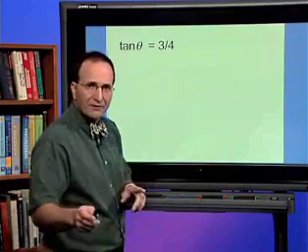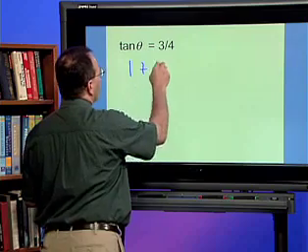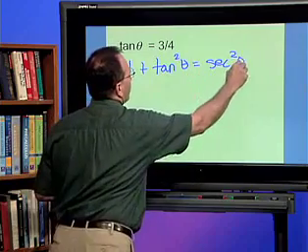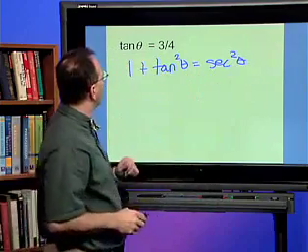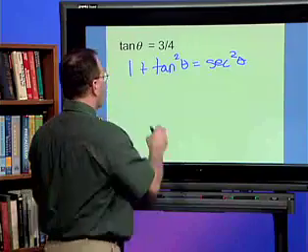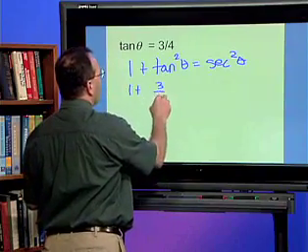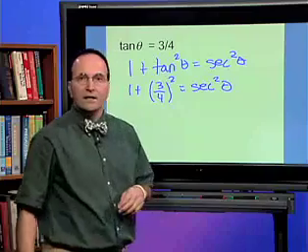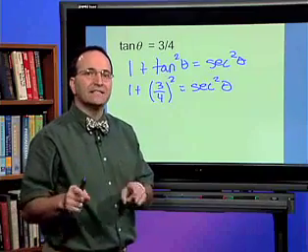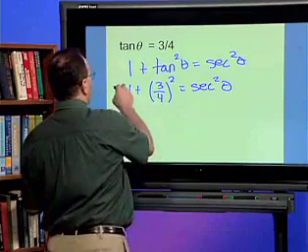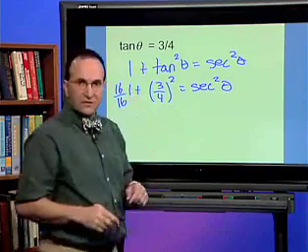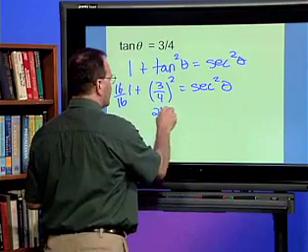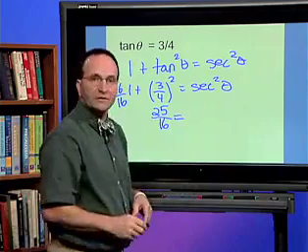What we know from the Pythagorean identities is that 1 plus tangent squared theta equals secant squared theta. And in this case, we know that the tangent of theta is 3/4. So we have 1 plus 3/4 squared equals secant squared of theta. Now, 3/4 squared is 9/16. And we rewrite 1 as 16/16. So we have 16 plus 9 for 25/16. And that equals secant squared theta.